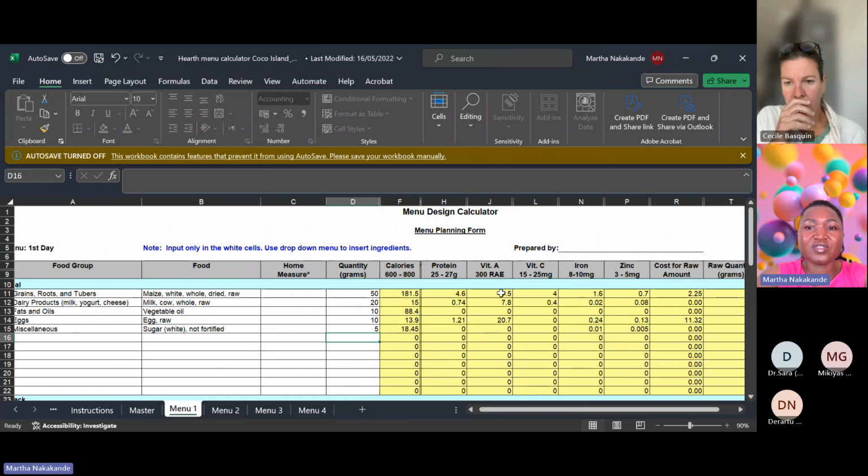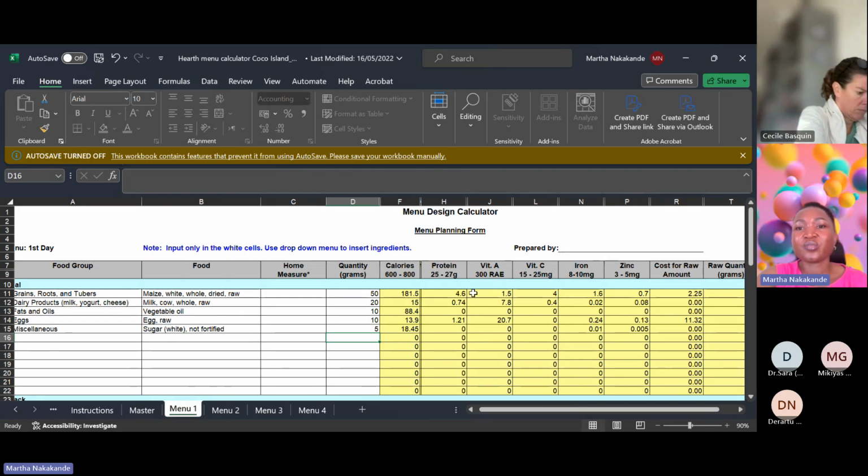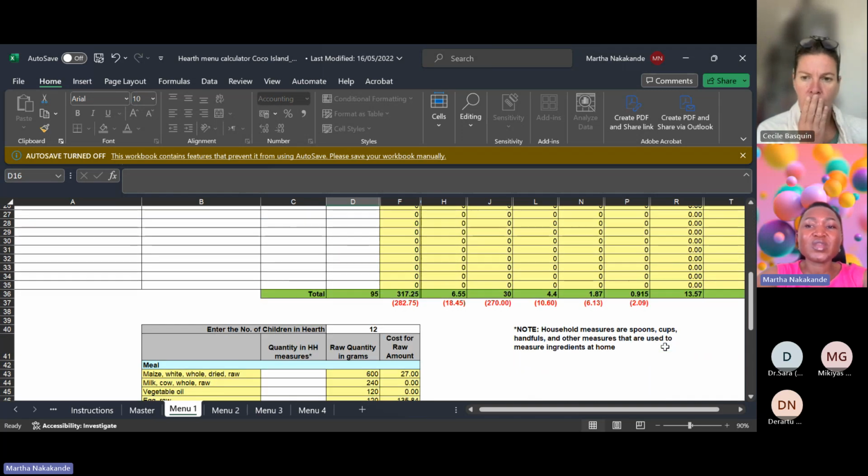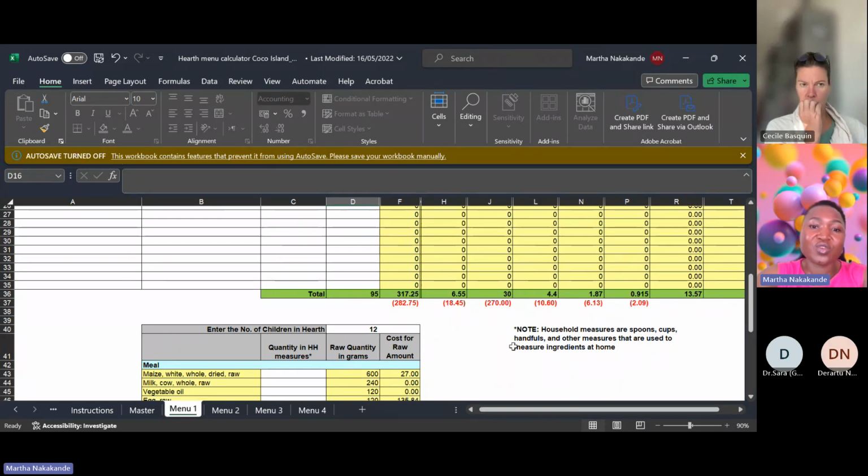Vitamin A, this is what you need. Vitamin C, this is what you need. Iron, this is what you need. But the focus normally should be around the calories, the proteins, and vitamin A, the iron, and the zinc. And of course, the cost. As you're manipulating the food items, you're also supposed to be looking at the cost. You should have an idea and say, okay, is a family able to afford 13 birr or 14 birr for that meal? Yes or no? If they can't, then you have to work your way through.